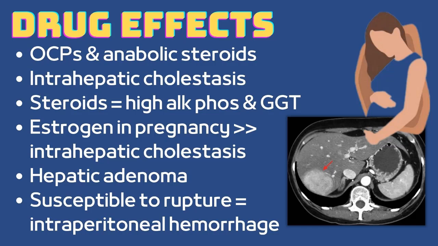Here's another one. This is part two. Ruptured splenic artery aneurysm. For some crazy reason, women that are pregnant get splenic artery aneurysms and they can rupture. That's part two. Don't worry about it.